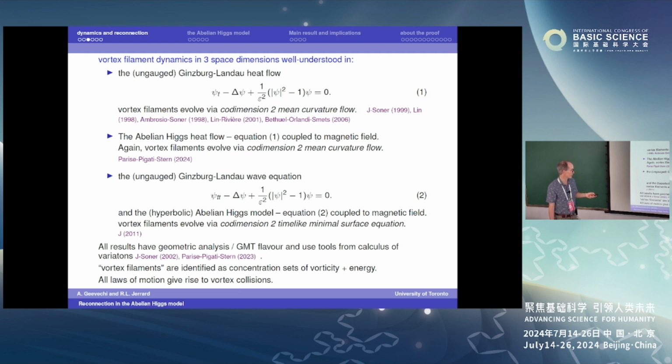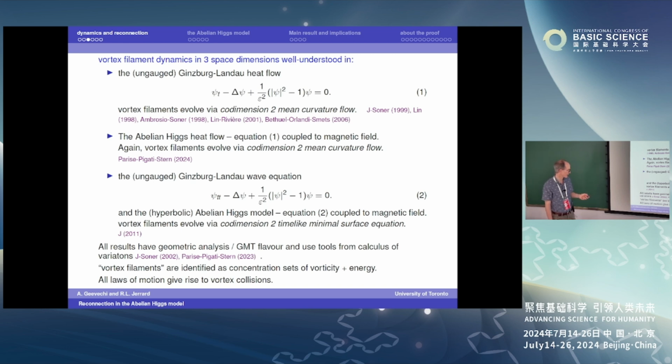There are parallel results for the wave equation, both the ungauged wave equation and the wave equation coupled to an electromagnetic potential. These are both from a paper of mine about 10 or more years ago. And these results are weaker. Here we require a smooth solution of the limiting geometric evolution equation, which is what's called the time-like minimal surface equation in Minkowski space for codimension 2 surfaces. This is a wave equation for curves evolving in R3, a quasi-linear wave equation.